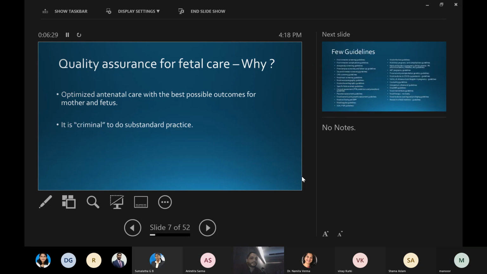So why do we need quality assurance for fetal care? That's because we want to optimize the antenatal care and give the best possible outcome for the mother and the fetus. And remember, if we do not follow the standards and do a substandard practice, then it is not something to be taken easy. It can lead to maternal deaths, it can lead to fetal deaths. So it's a very criminal thing if we are not following the standards.